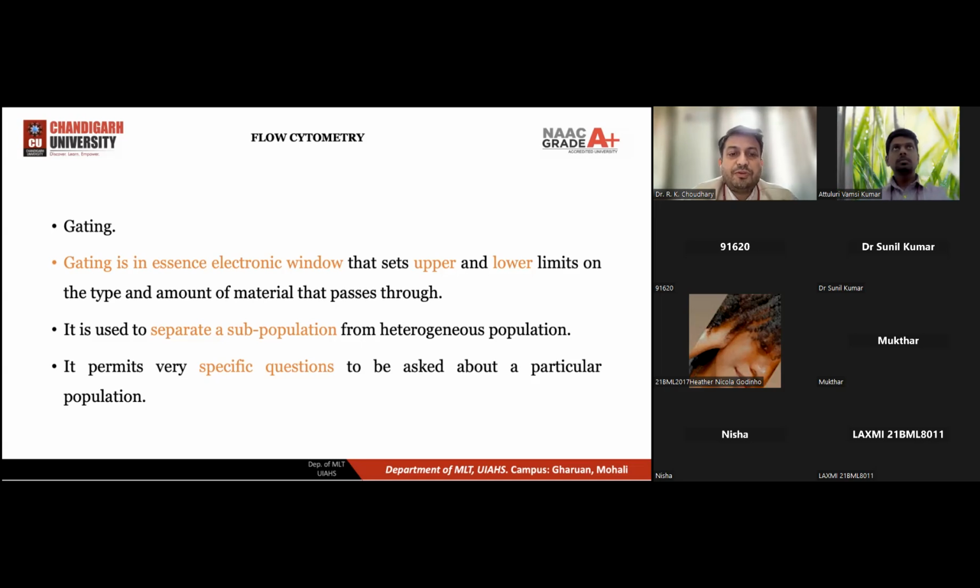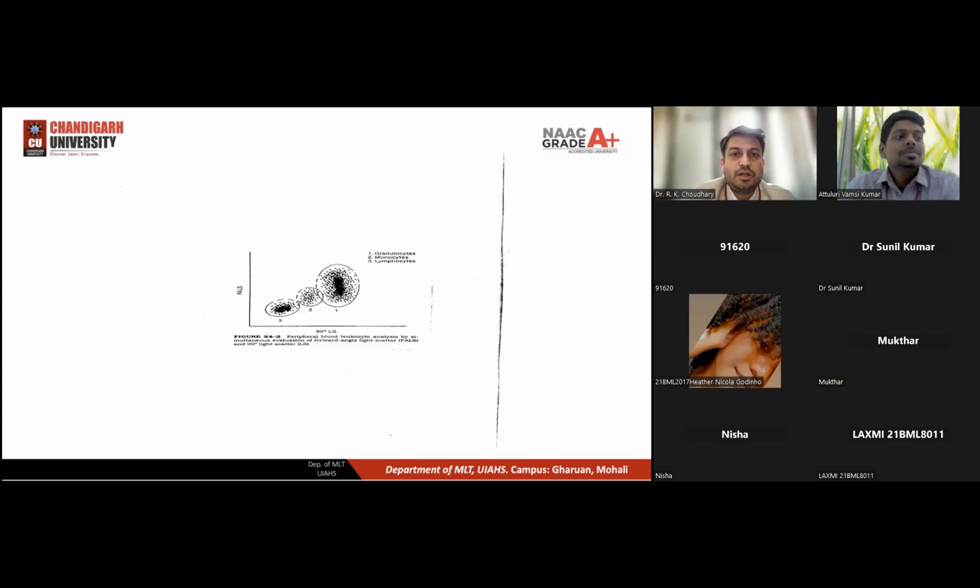It permits asking very specific questions about a particular population. So this is the identification. You can easily say, this belongs to this particular cell type. Now, based on this, you can see the graph: granulocytes are number one with the most, then monocytes, and third is lymphocytes. So based on their presence, they make the graph.